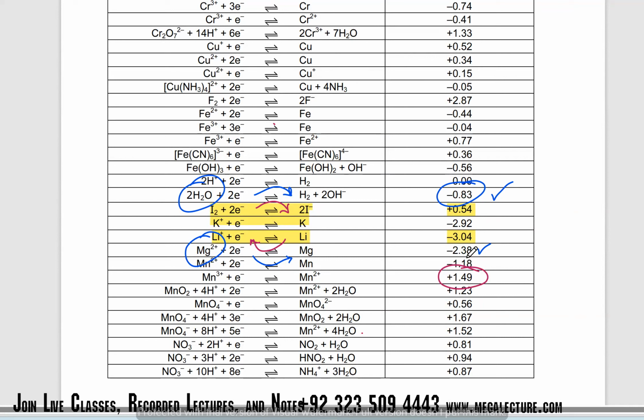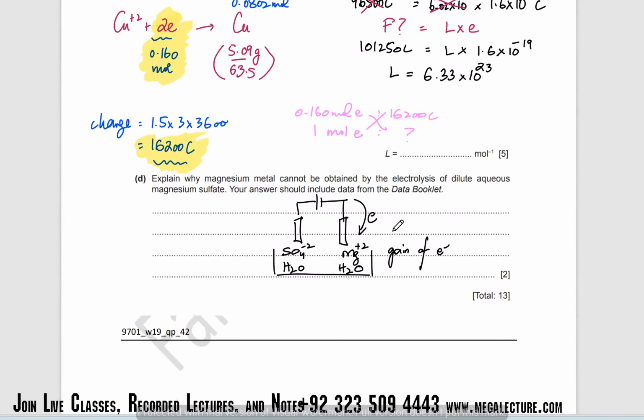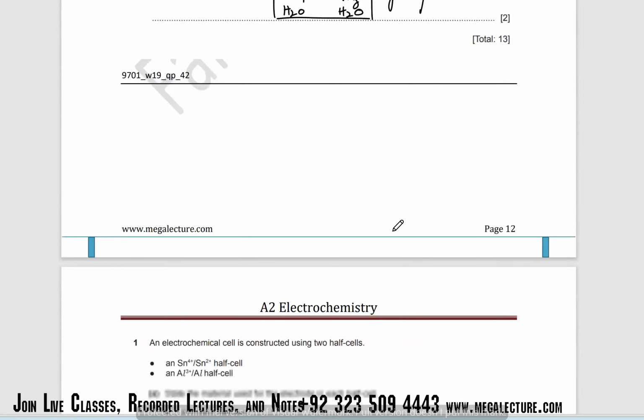So in the answer, all you have to do is quote the two equations and tell them that water has a higher reduction potential, a higher electrode potential. Hence, it is the one that's going to gain electrons. That's all. Is this clear? This one? Yes, sir.